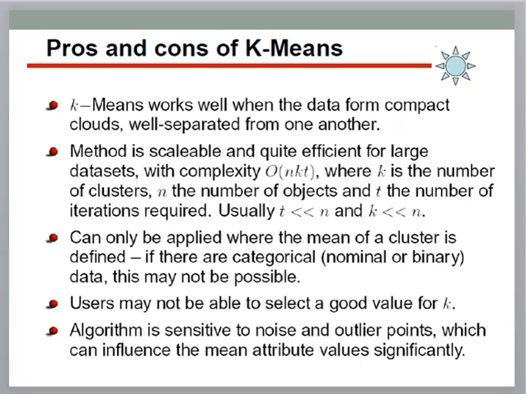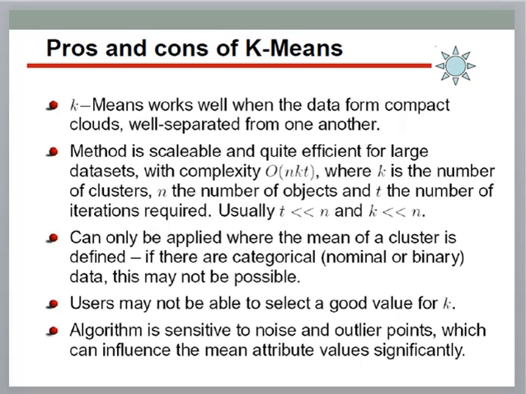So there are a number of advantages and disadvantages of the k-means algorithm, and some of the pros and cons you can see in this slide. K-means works well when the data form compact clouds well separated from one another. So one limitation you can say about the k-means algorithm is that it works perfectly when we have very well separated data points, and in that case it can form compact clouds.